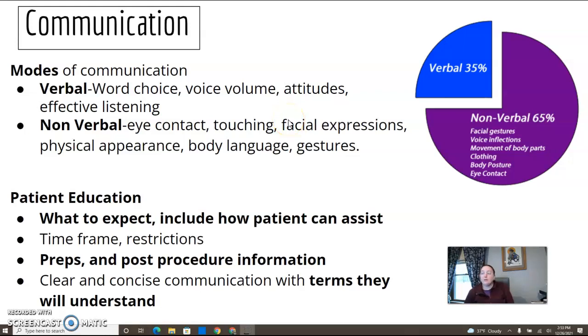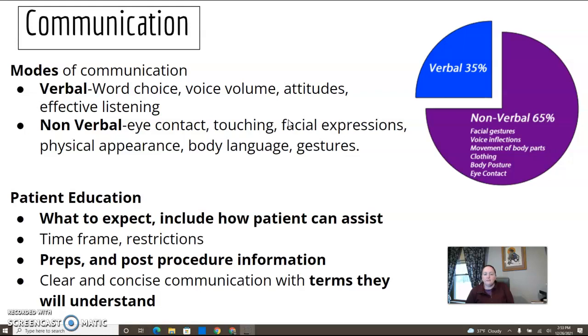All right, patient care, I think we're at part 4. We're starting with communication, so different types of communication. I know you know this, but just review what falls under verbal versus nonverbal communication. Nonverbal being at a higher percentage of importance realistically.